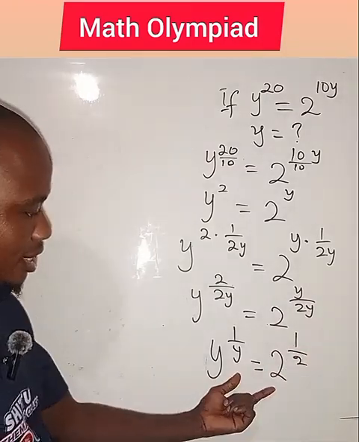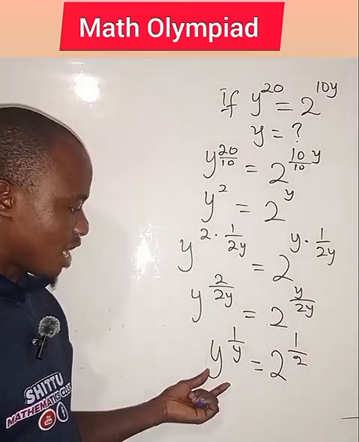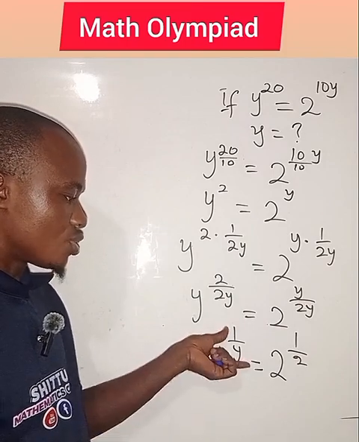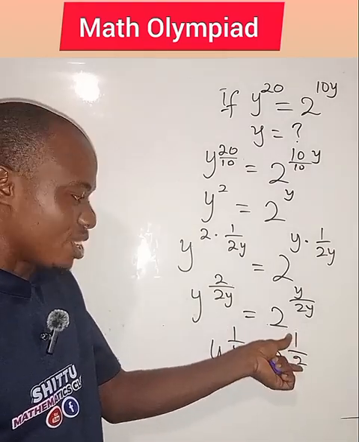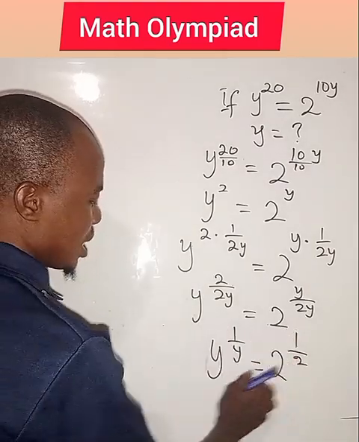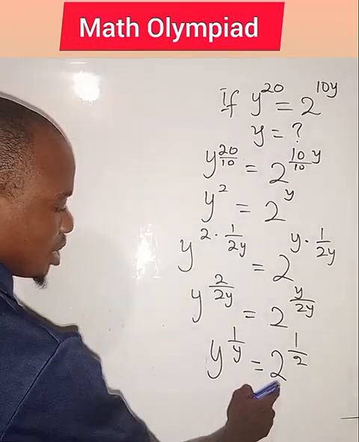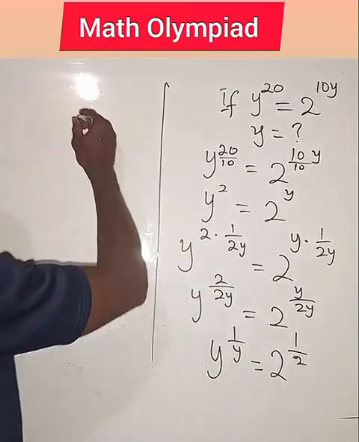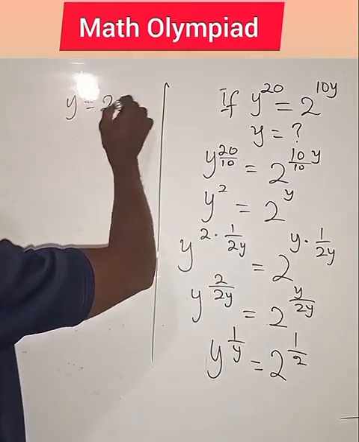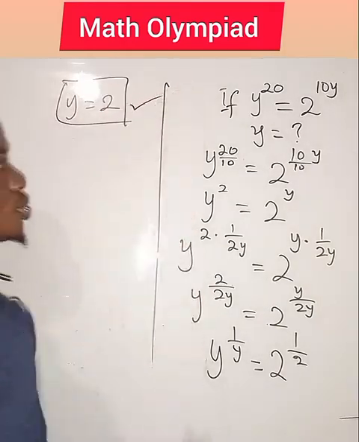Now, looking at this, you can see we have y raised to its reciprocal, and 2 raised to its reciprocal. So now when you look at this, you can see that the bases are the same here and the exponents are the same here. Now, by comparison, you can see that y equals 2. And that is the solution.